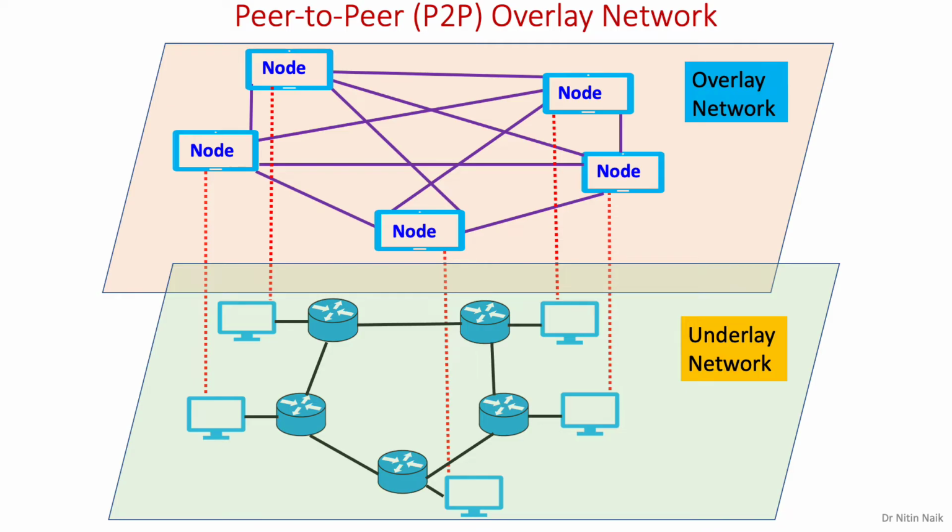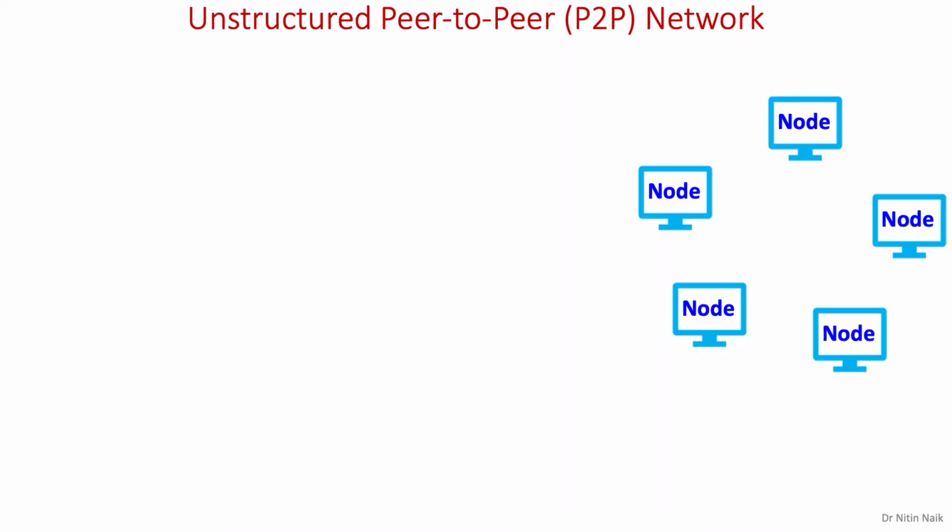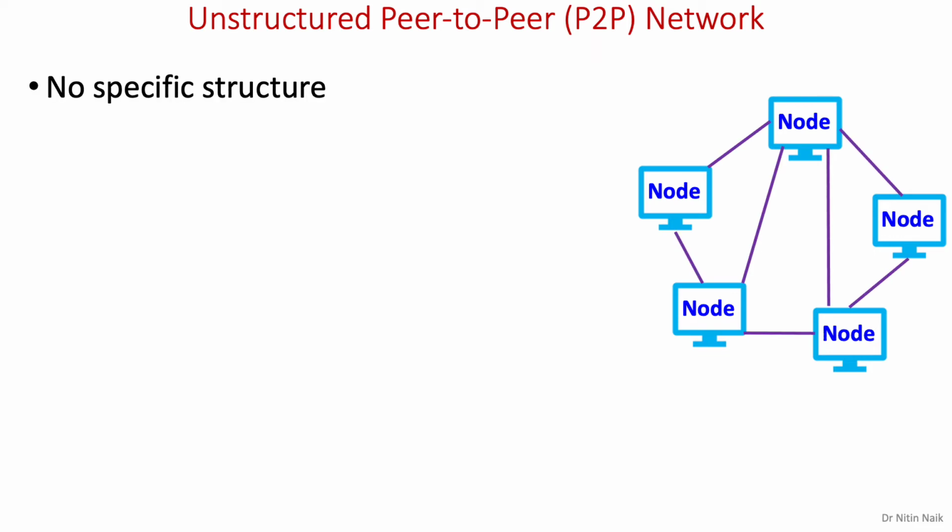Based on how nodes are linked to each other within the overlay network and how resources are indexed and located, we can classify peer-to-peer networks as unstructured or structured networks. Now we look at the unstructured peer-to-peer network and its characteristics. Firstly, it does not impose a specific structure on the overlay network by design. Secondly, unstructured peer-to-peer networks are easy to build and scale up or down.